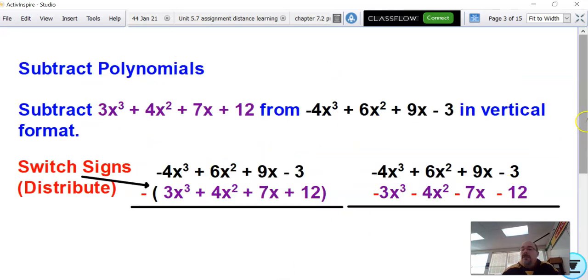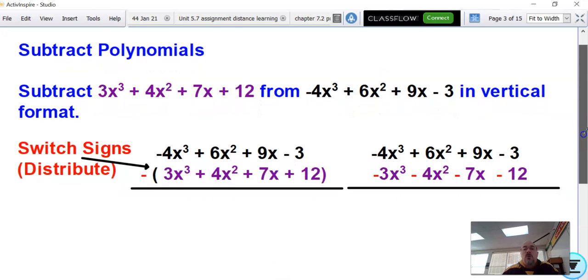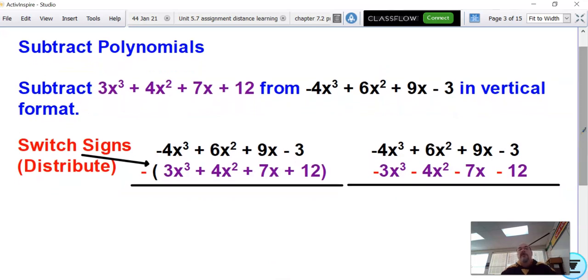Now, subtracting polynomials, we have to watch out. So here I've got the problem set up already. Here we're going to take this polynomial and subtract it from this polynomial. Okay, vertical format. So we're going to take the 3x cubed plus 4x squared plus 7x plus 12. We're taking it away from the negative 4x cubed plus 6x squared plus 9x minus 3.